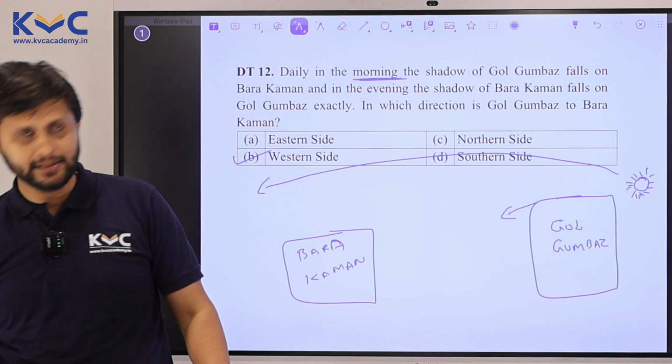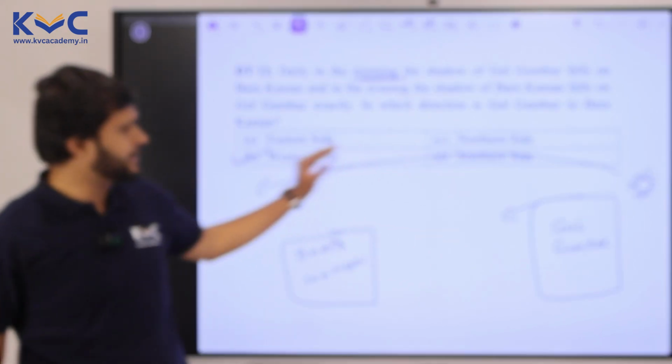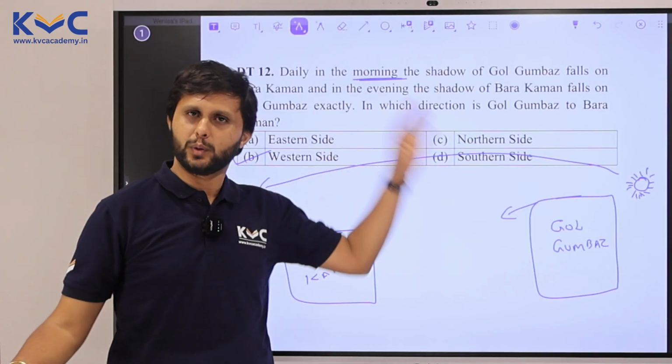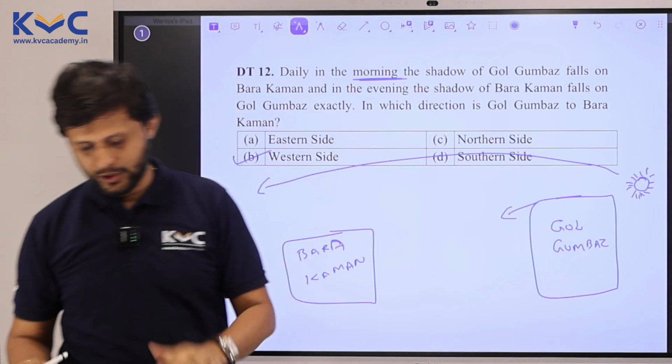Option B, western side. So the sun moves from this side to this side. Shadow falls from behind. Correct. Question number 12 is done.